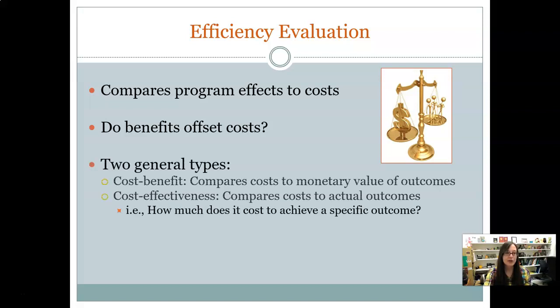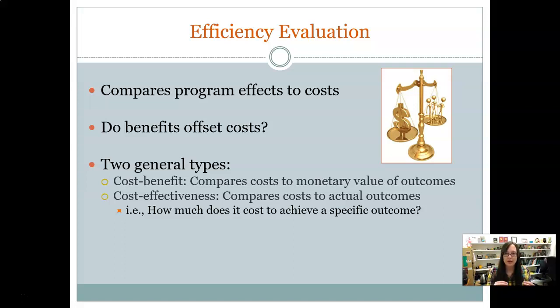And so there's two general types of efficiency evaluation. So you can have a cost benefit analysis. Basically you're just comparing the costs to the monetary value of the outcome. So you're just saying, well, it costs this much per person, and this is what we save, for every time somebody doesn't commit a crime or something. So that's sort of the most basic type. Then you can also have a cost effectiveness analysis. So this compares cost to actual outcomes. So, how much does it cost to achieve a specific outcome?